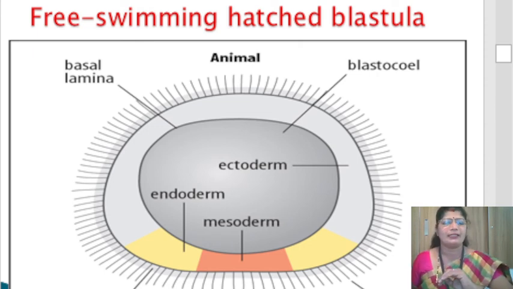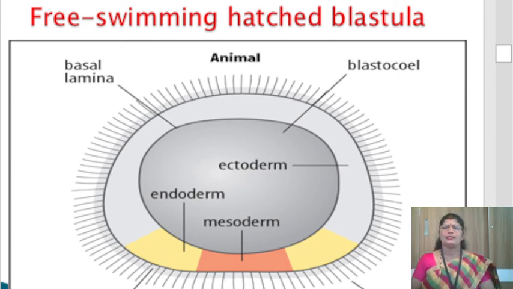Here you can see once again the hyaline layer. These are the cells. The cells have developed cilia, and this is the future ectoderm, endoderm, and the mesoderm. Here you can see the large blastocoel. This is the animal pole. So this is the blastulation in sea urchin.